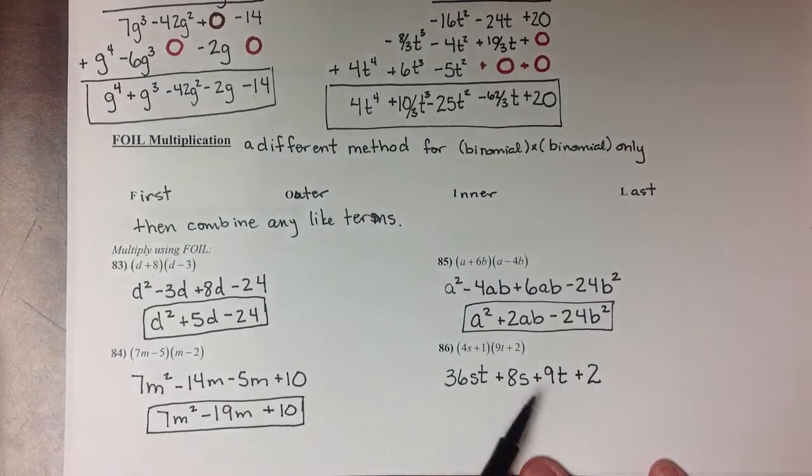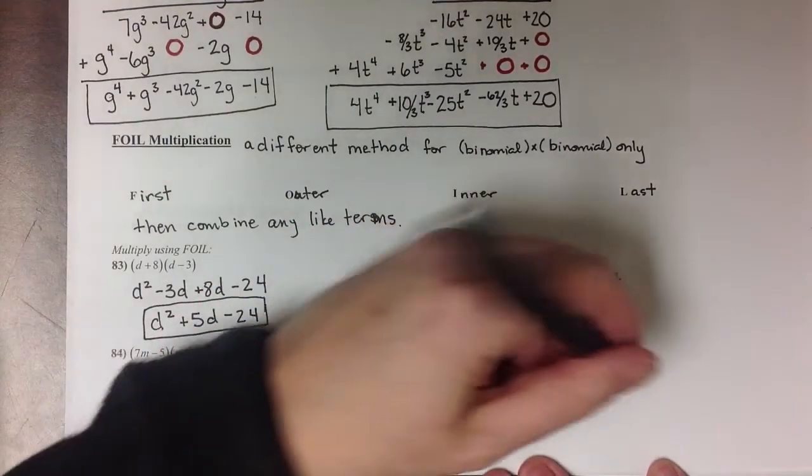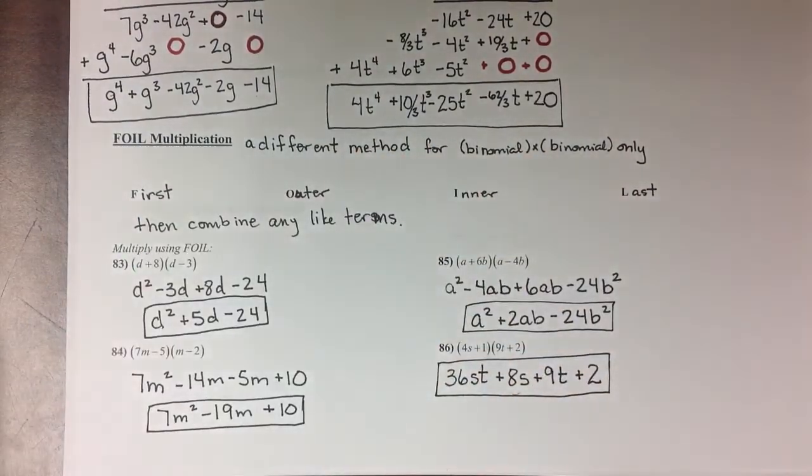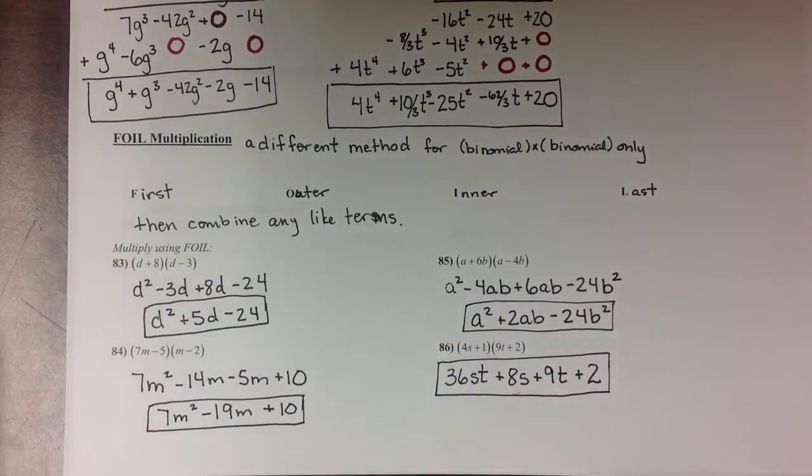And this is the first example where we can't combine these two middle terms. Since we had an s in this and a t here, our two middle terms don't end up being like terms. So our final answer is just 36st plus 8s plus 9t plus 2.